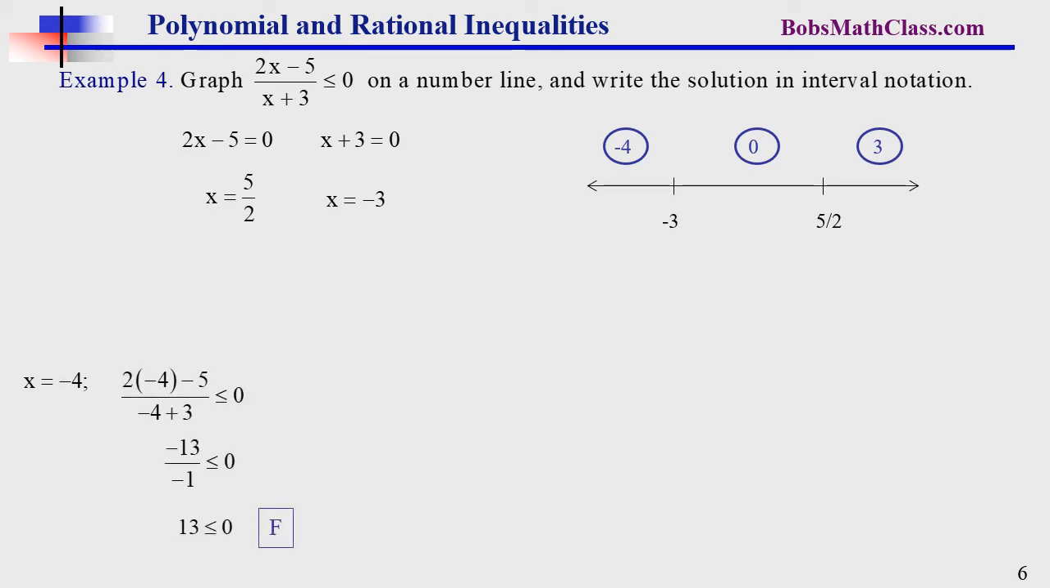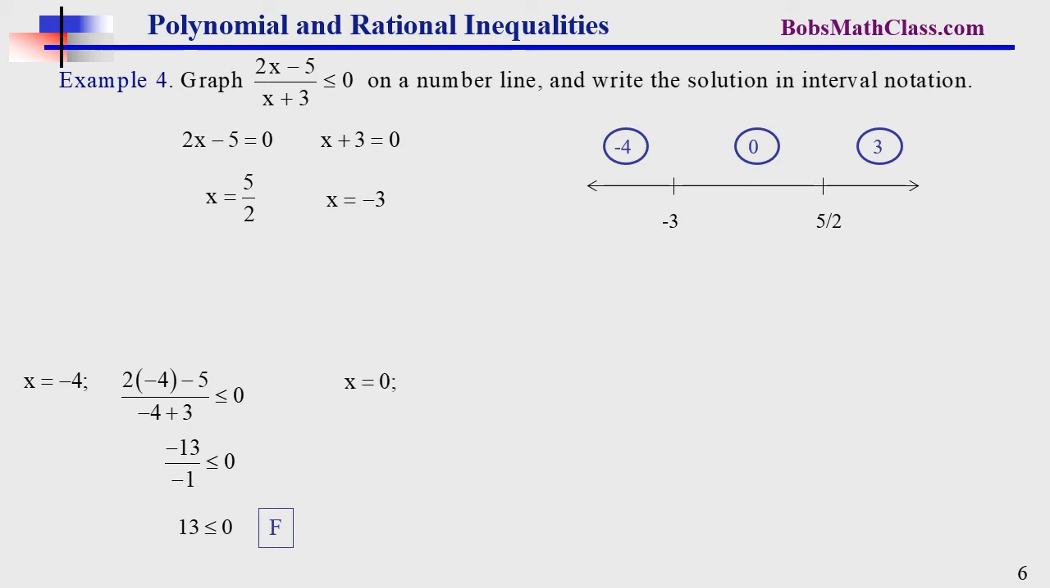All right, here we go. So 2 times -4 minus 5 over -4 plus 3. The top simplifies to -13. 2 times -4 is -8, minus 5, and that gives us -13. On the bottom, -4 plus 3 is -1. And then we have two negatives, which turns into a positive. And 13 over 1 is 13. So 13 less than or equal to 0? No, right? That's false.